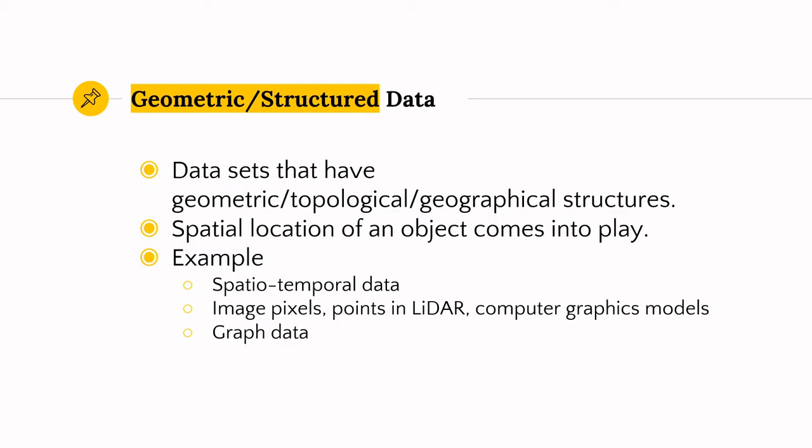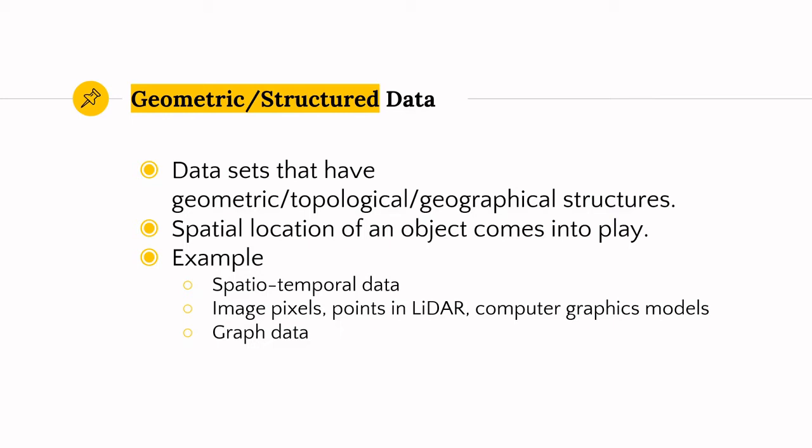Finally, we get to this geometric or structured data. So this spatial type of data are everywhere, in fact, right? Anything that has some geometric or topological or geographical structure, we consider them as spatial type data or geometric structured data. So spatial temporal data. Those are the ones that, for example, the Earth's surface, right? That's a spatial temporal data.